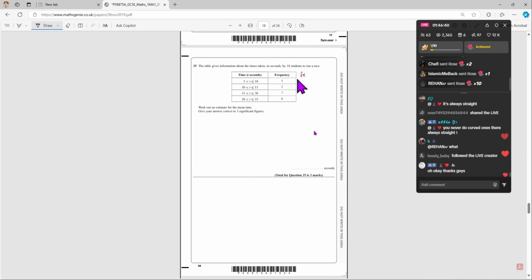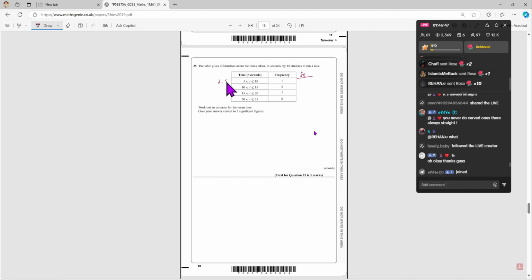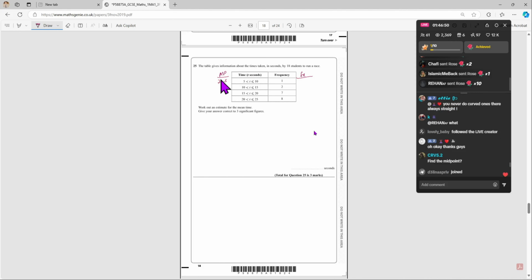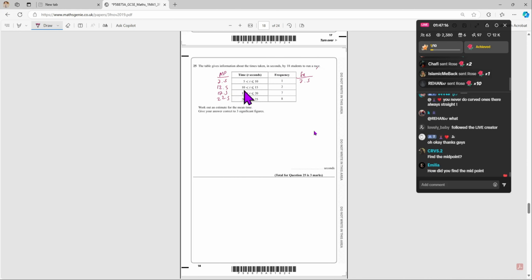First thing you do is find the midpoint between 5 and 10, which is going to be 7.5. Then it's going to be 12.5 for this one, 17.5 for this one, and then 22.5 for this one. Once you have done that, to find the fx, you do the midpoint multiplied by the frequency. And always remember, you have your calculator with you. 7.5 times 1 is going to be 7.5. Then 12.5 times 2 is going to be 25. Then do everything, and you get that.